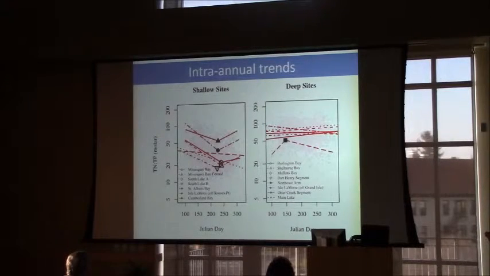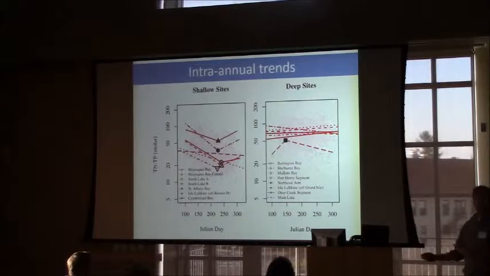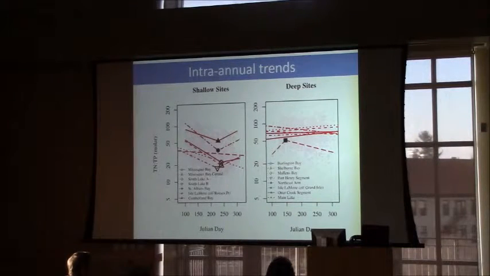In contrast, the deep sites show this very consistent over the course of the season. That suggests really efficient nutrient recycling within these deep sites, because they don't have access to those sediments, which are the source of both denitrification and of phosphorus release. The one major exception here is the Northeast Arm, where you do see this declining ratio, particularly late in the summer, with these squares down here.